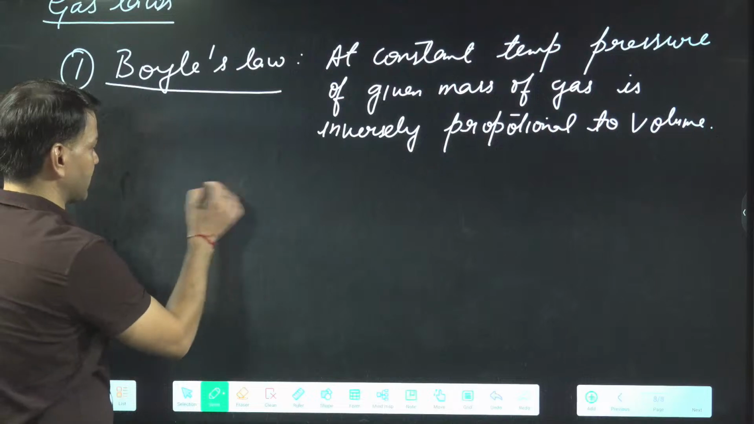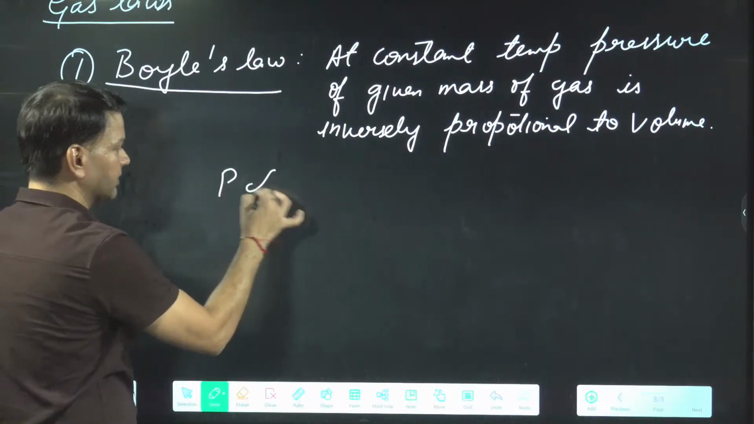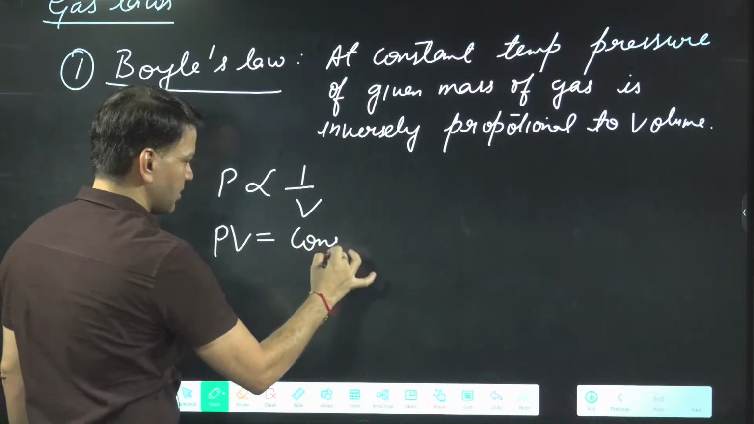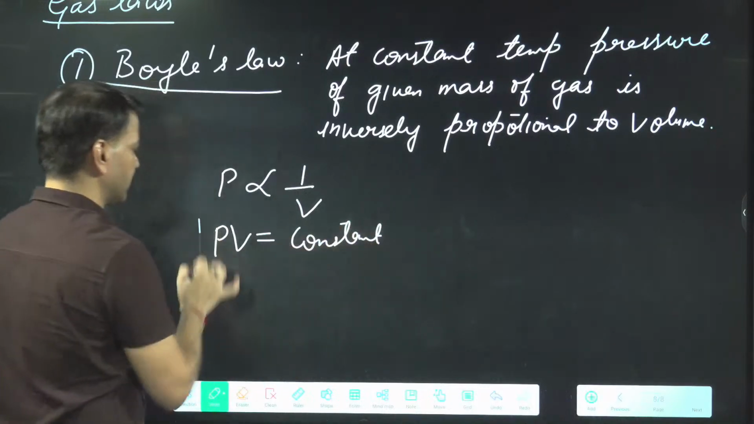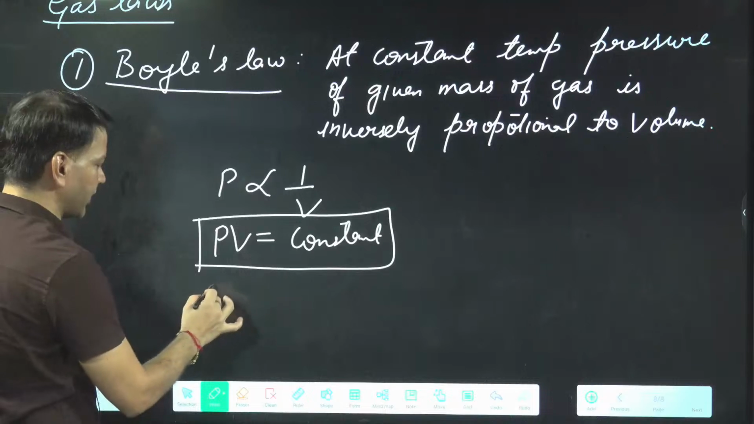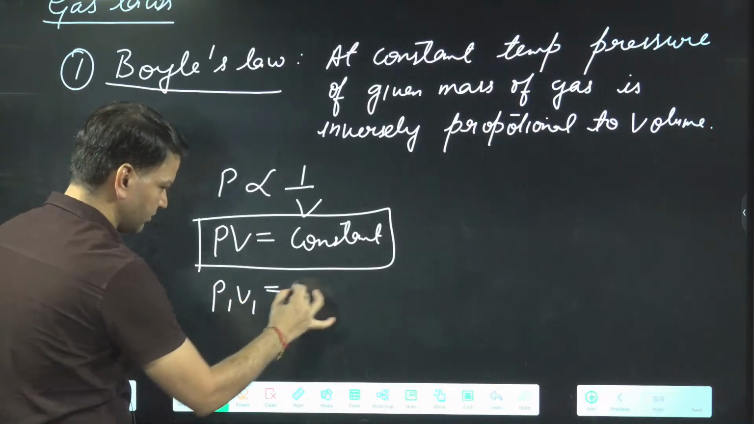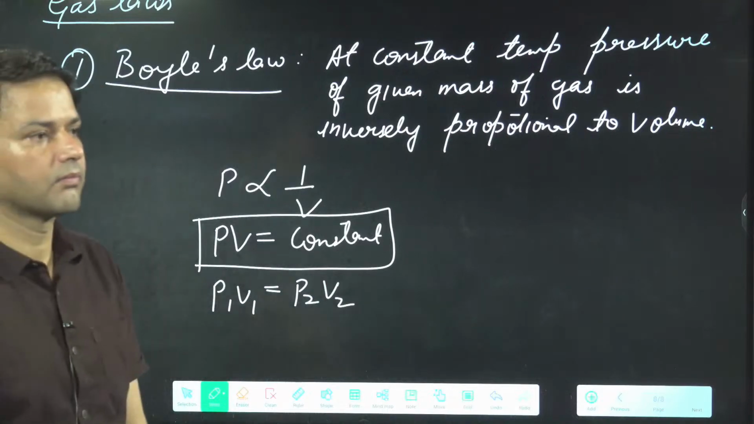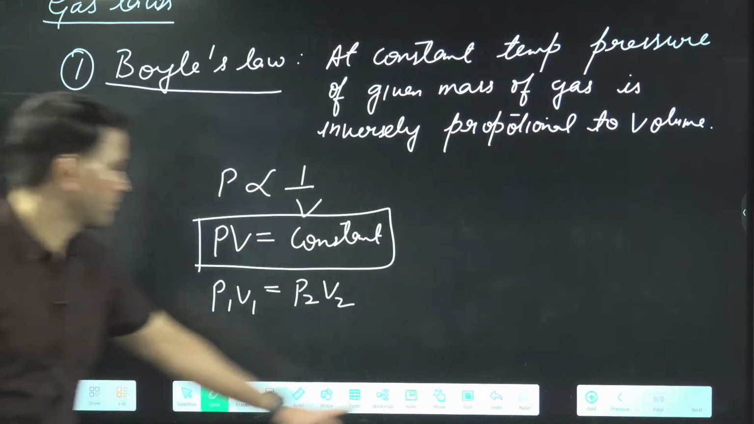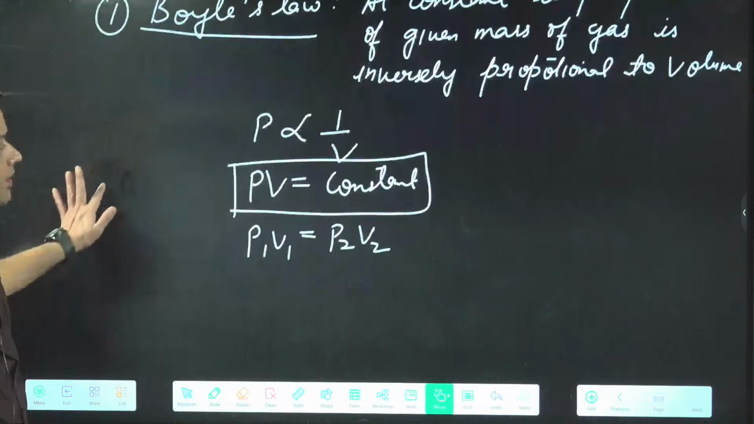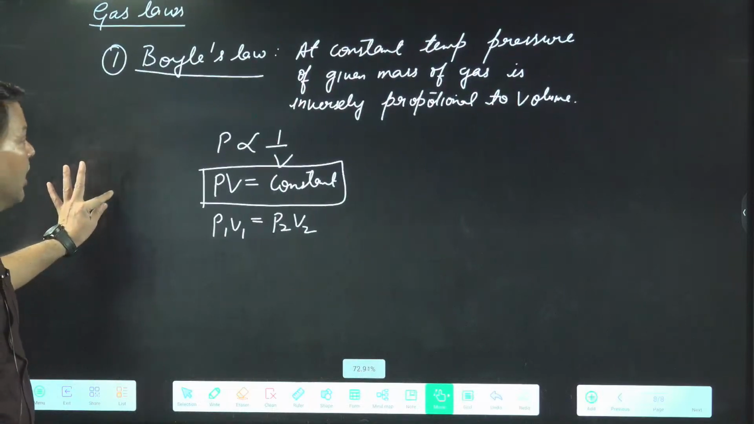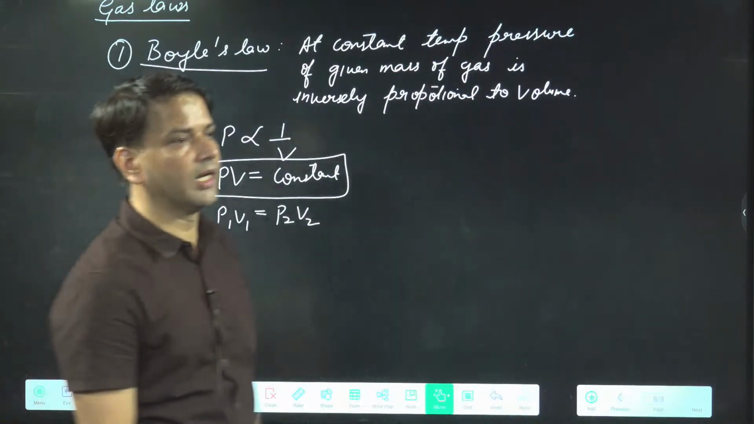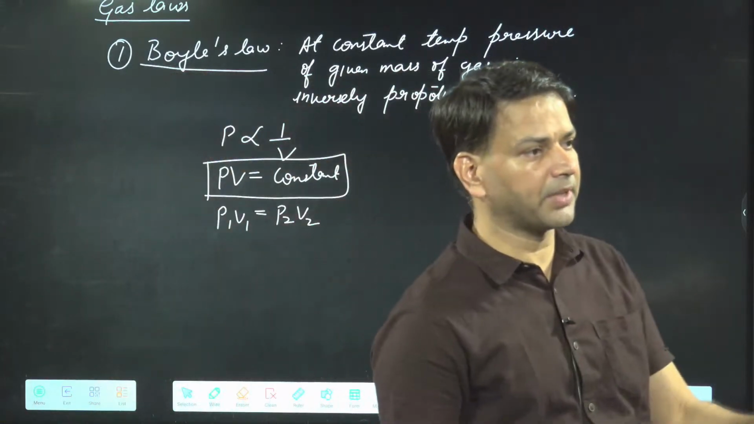So we can say at constant temperature, P is inversely proportional to V, or PV is equal to constant. Or for two different conditions, P1 V1 is equal to P2 V2. Okay, that everybody knows. What is the pressure and density relation? At constant temperature, what is the relation between the pressure and density?